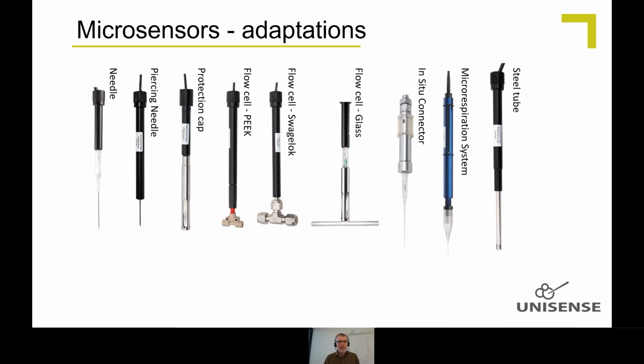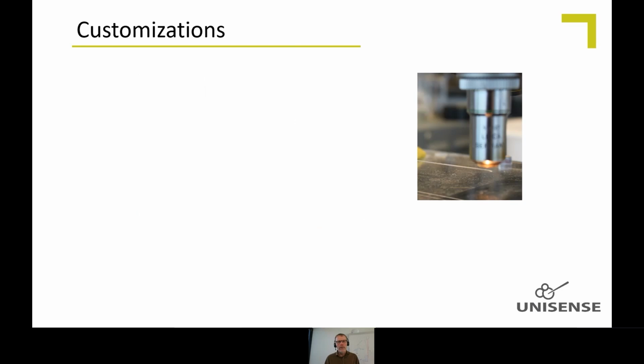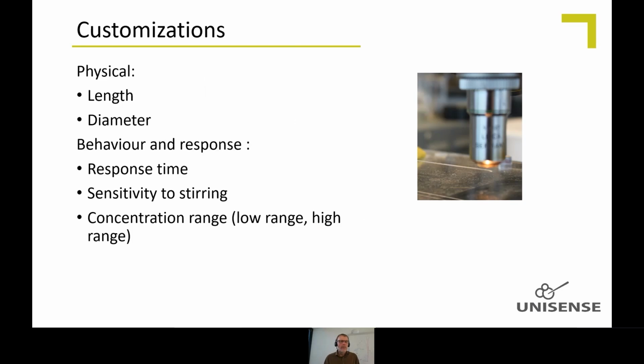I'll just get down to this. These are all our standard products, but we can do a lot of customizations on top of that. So we can make sensors with different lengths and diameters than those that are standard. We can change the behavior of them, change the response time, the sensitivity to stirring, and also the concentration range. So low range or high range sensor.